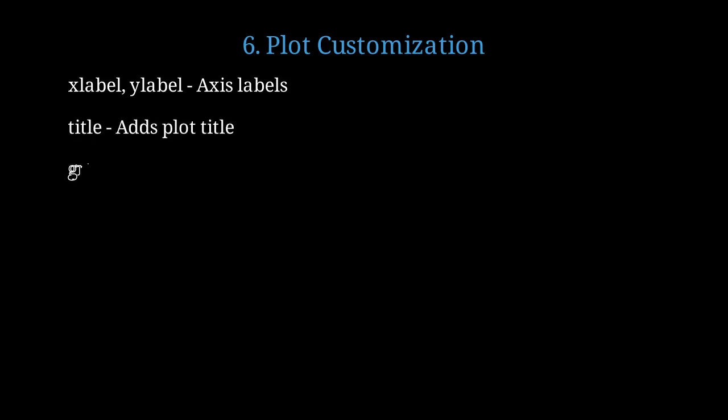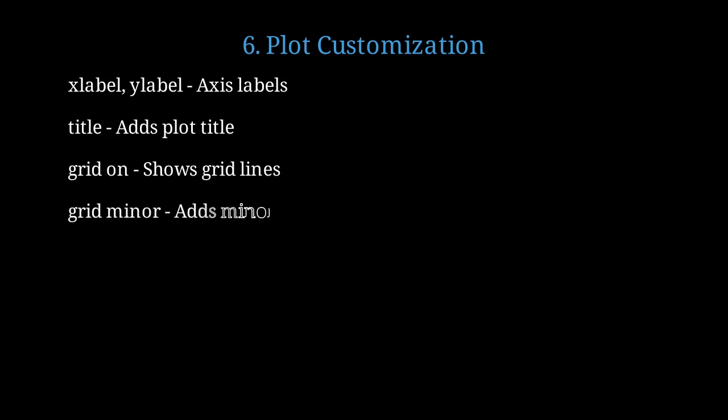MATLAB offers extensive plot customization options. xlabel and ylabel add text labels to your axes. Title adds a title at the top of your plot. Grid on displays grid lines to help read values. Grid minor adds finer grid lines between major divisions.